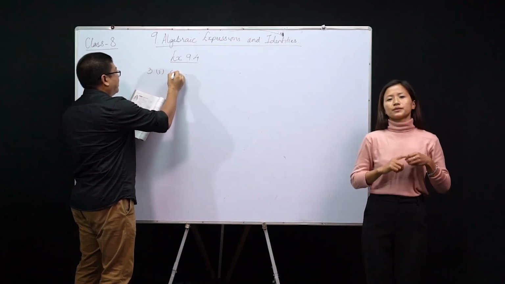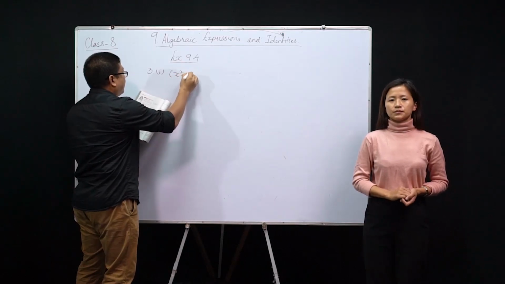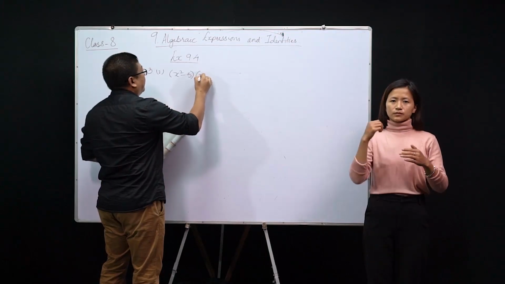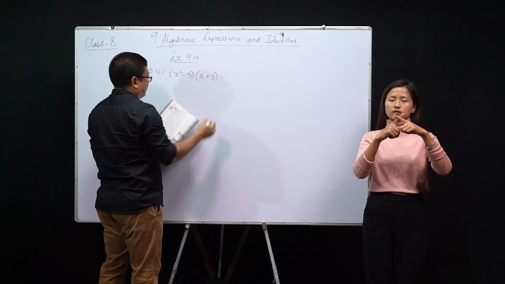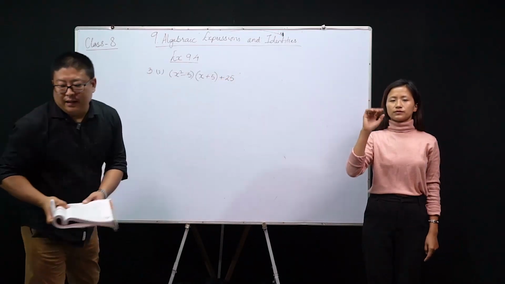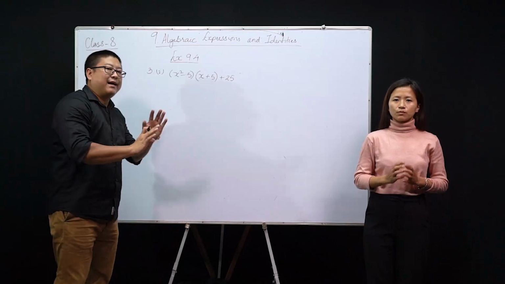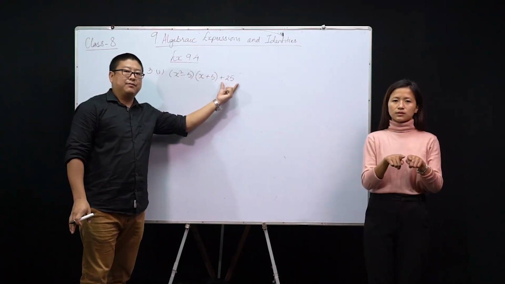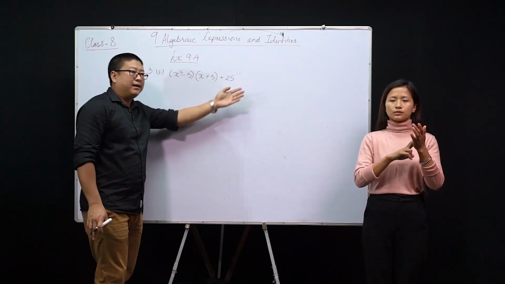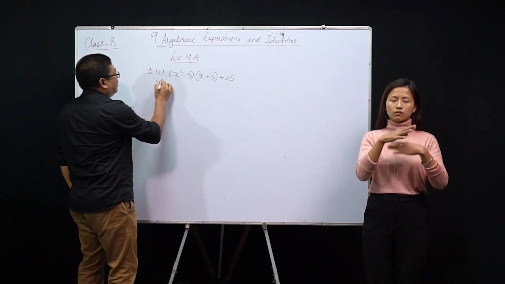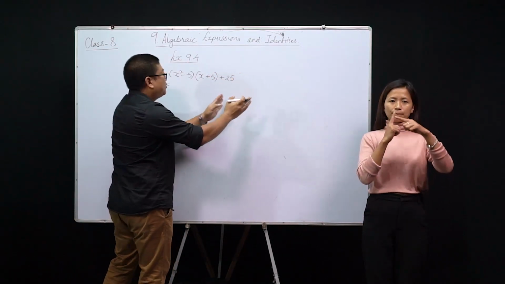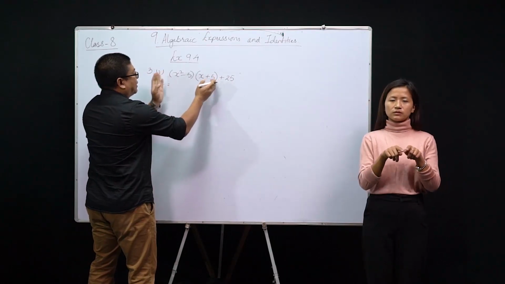The first question reads x square minus 5 into x plus 5 plus 25. More or less the same thing, only addition is this plus 5. Two binomials are being multiplied plus a number, alright? It's all the same. So this plus 25 will be as it is. We will simply be considering this part for now.